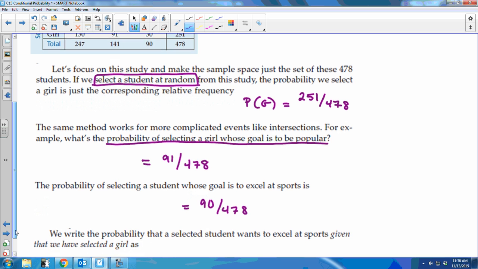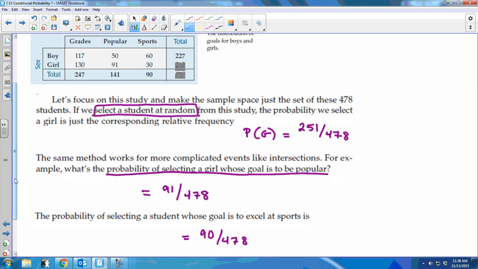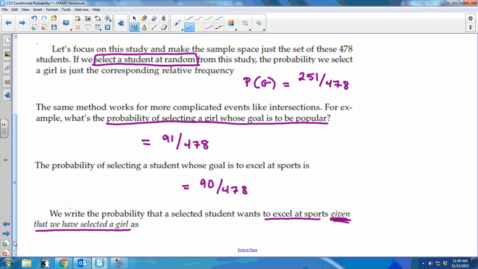Then we also had questions in chapter 3 where it was a little more defined. So, what about a student that wants to excel at sports, given that we have selected a girl already? All right, so that means from the total number of girls, not the total number of people. So, wanting to excel at sports, given that they're a girl, what's that probability going to be? 30 over 251. The girls that want to excel at sports out of just total girls. We define the population a little bit more. Questions about any of those? The first part of your assignment is just going to be using contingency tables to answer these types of questions.